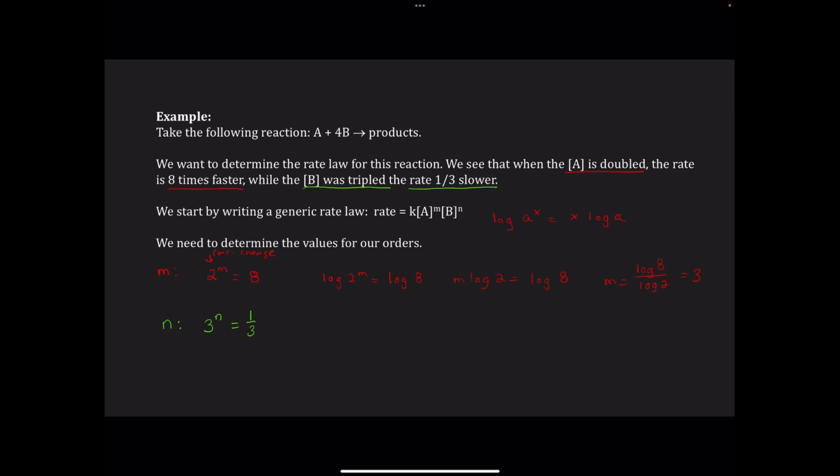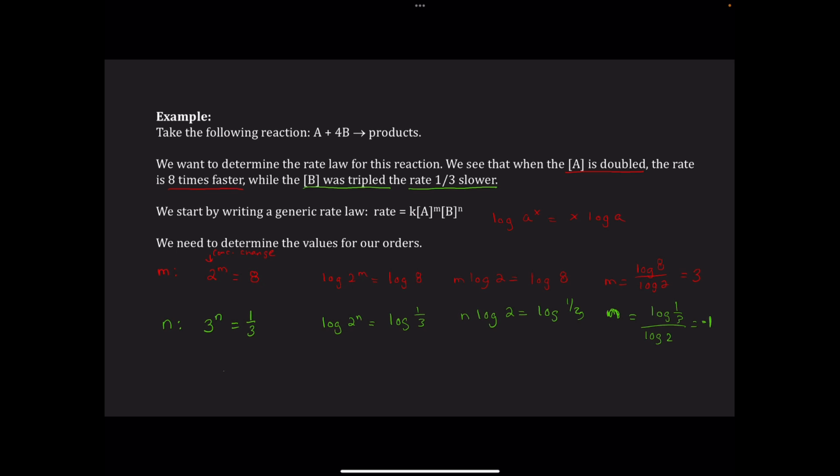Again, you may be able to look at this and recognize that N should be -1, since something raised to the -1 is 1 over that value. But if you don't recognize that, you solve using your logs. So the log of 3 to the N equals the log of 1/3. N times the log of 3 equals the log of 1/3. So my N is the log of 1/3 divided by the log of 3, which gives me -1.